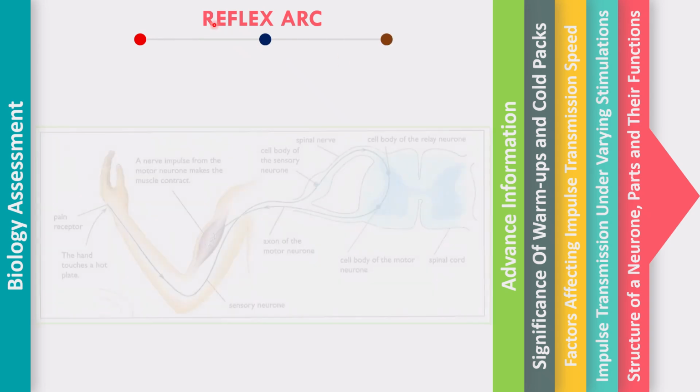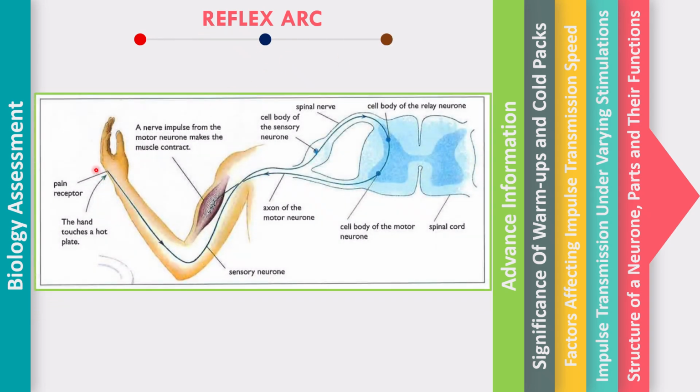Let's talk about the reflex arc. We have a pin here on the hand, and impulses go through the sensory neuron, the cell body of the sensory neuron. It goes to the spinal nerve, and then it enters the cell body of the relay neuron. Then from there it connects to the cell body of the motor neuron, and it comes back through the axon of the motor neuron to the nerve ending of the motor neuron, which makes contact with the muscle. That is going to cause what we call a reflex arc.